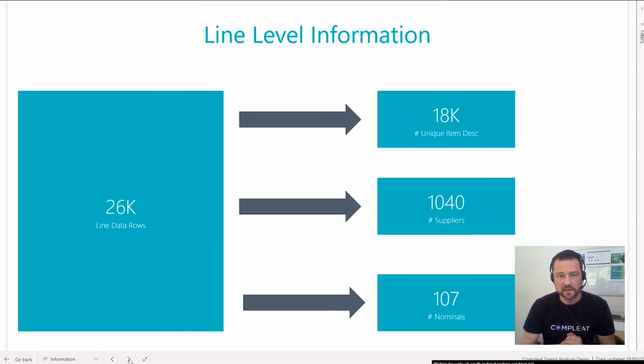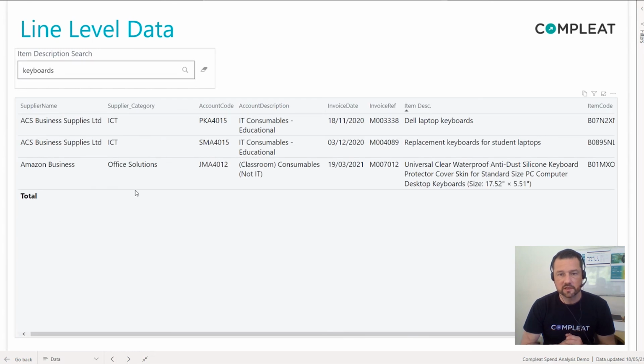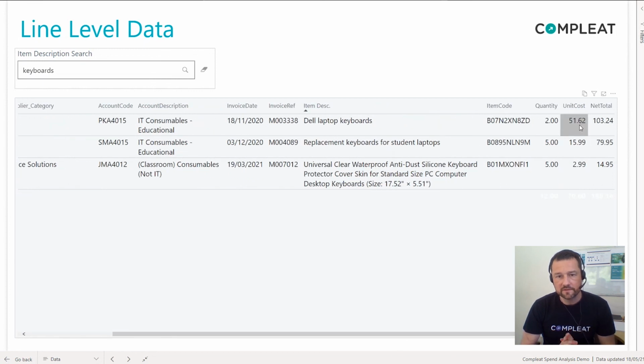A good example of this here is where we've done a keyword search for keyboards, which has instantly highlighted one order for Dell keyboards at £51, another at £15, showing the vast differences that can be paid for similar items and just one place to look for potential cost savings.